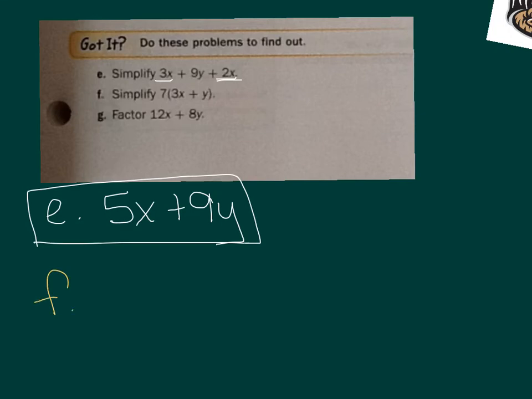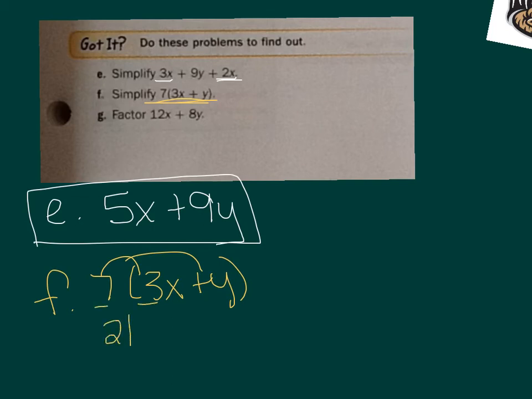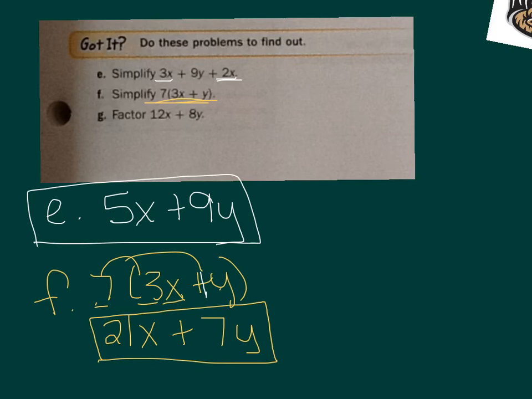So now looking at F. Again, I want to simplify. Whenever I see multiplication and addition, I know I need to use the distributive property. So let's use it. Remember, I distribute that 7 to both pieces. 7 times 3 is 21, and then I keep that x. Plus 7 times, remember there's always that 1 in front of the y. So 7 times 1 is 7, and then I keep that y with it. So my answer would be 21x plus 7y. I can't simplify it anymore.